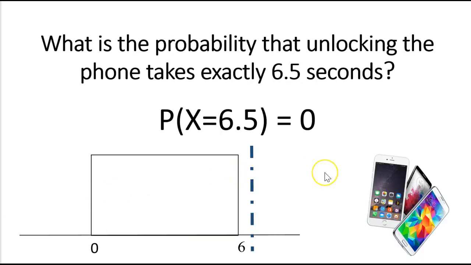What is the probability that unlocking the phone takes exactly 6.5 seconds? Well, notice that 6.5 is outside of our density curve, so we automatically know its probability is 0. But what if we had asked, what is the probability unlocking the phone takes exactly 4 seconds, which is inside of our interval? Remember that when working with continuous distributions, we're looking at probabilities over an interval. So the probability that x equals any exact value when working with a continuous distribution is going to be 0.